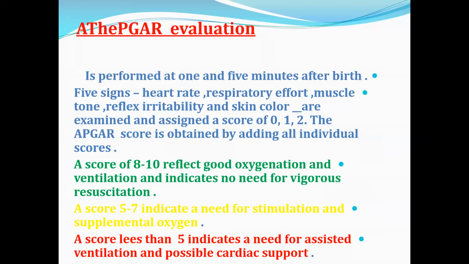So an Apgar score of 8-10 reflects good oxygenation and ventilation and indicates no need for vigorous resuscitation. And that's a good sign for you. That means everything is going within normal and everything passes smoothly. If the total Apgar score is from 5 to 7, it indicates the need for stimulation and supplemental oxygen. Of course, a score less than 5 indicates a need for assisted ventilation and possible cardiac support.